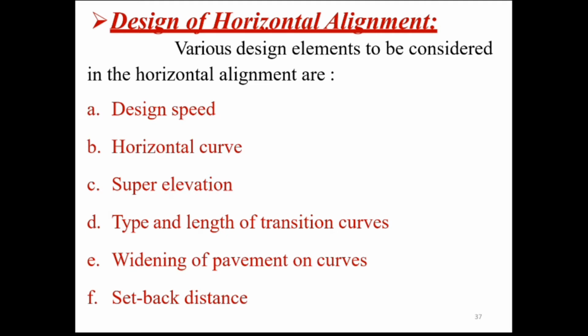The various design elements which one has to consider in the horizontal alignment are: first, the design speed; second, the horizontal curve; third, super elevation; fourth, the type and length of the transition curves; fifth, the widening of the pavement on the curves; and lastly, the setback distances.